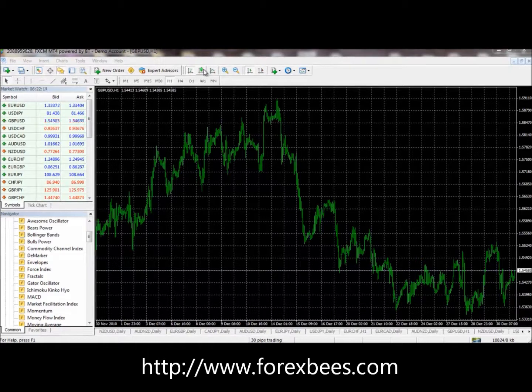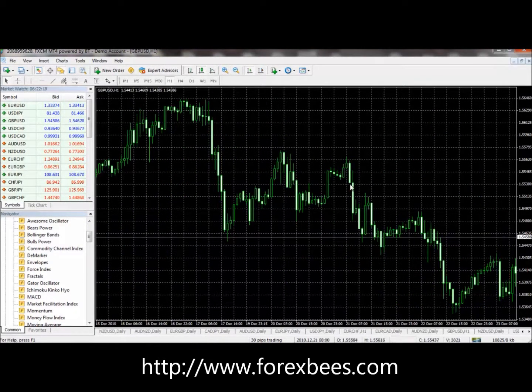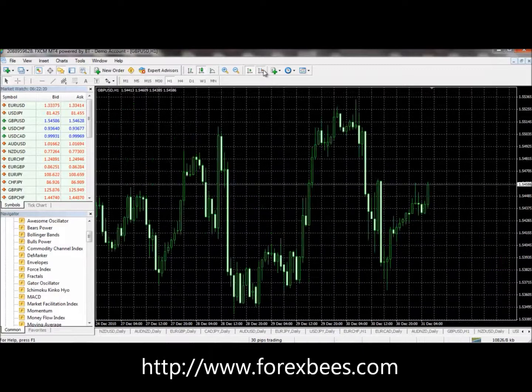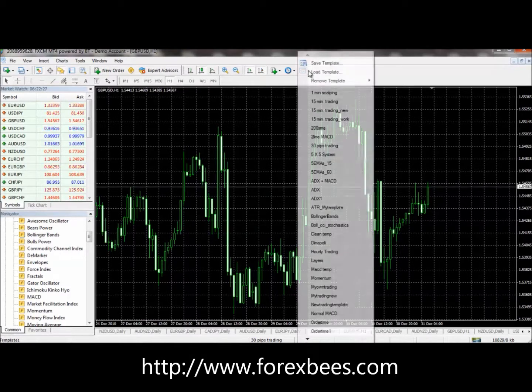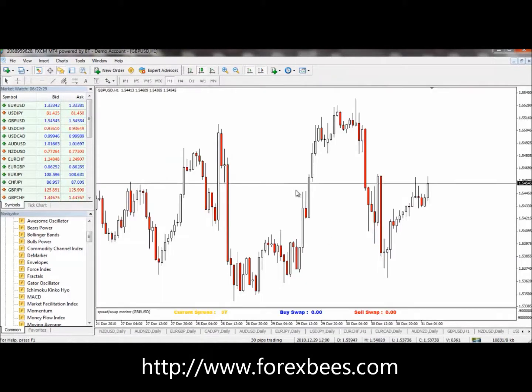Open a candlestick chart for this one and zoom in to clearly see the candlesticks. This is our candlestick chart, and you can change the background or candlestick colors or anything. Normally I like to use a clean template with a white background, white candlesticks representing the bullish candlesticks, and red candlesticks representing the bearish candlesticks.